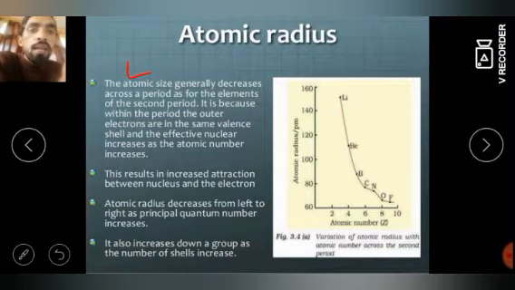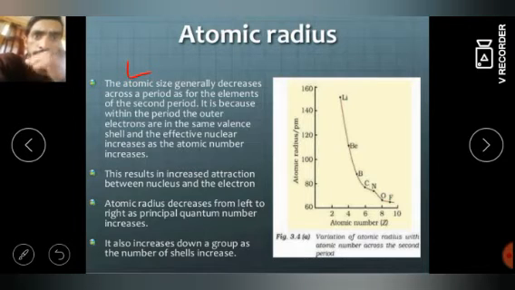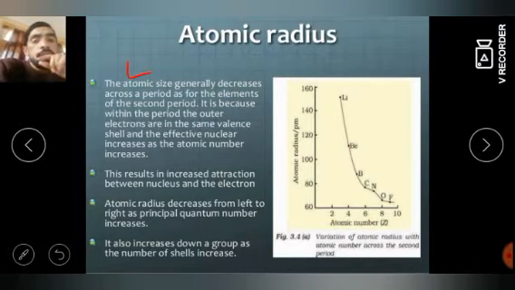So across the period, as for the elements of the second period, within the period the outer electrons are in the same valence shell and the effective nuclear charge increases as the atomic number increases. The result is increasing attraction between the nucleus and the electrons. That is why it is decreasing: the attraction between nucleus and electrons is increasing, and atomic radius decreases from left to right. It is also increasing down the group as the number of shells is increasing.